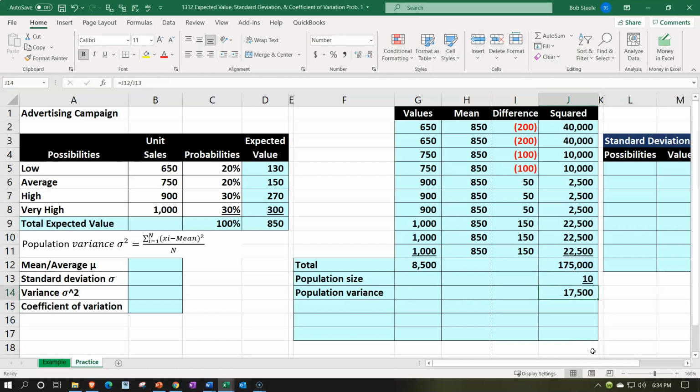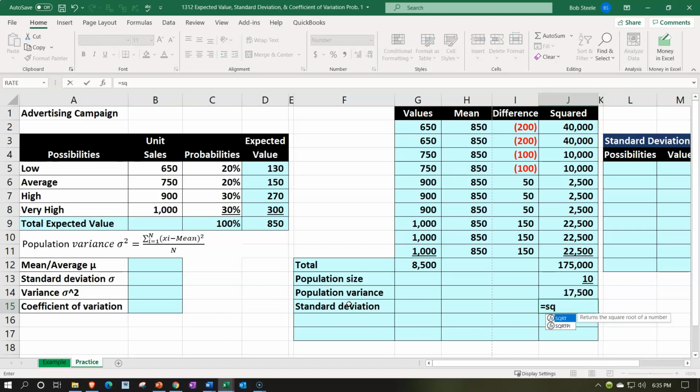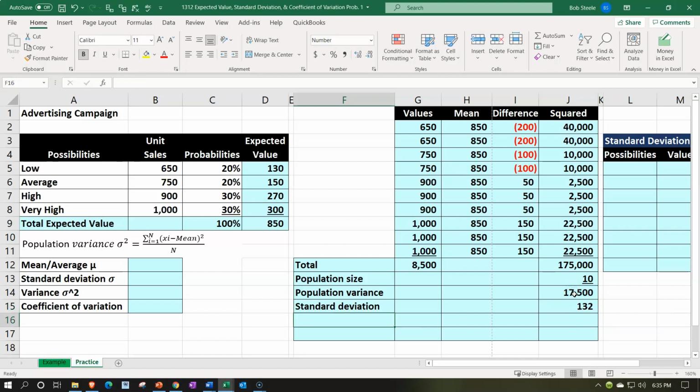That's going to give us the 17.5 for the population variance, but it's squared, so typically we want the standard deviation when we have our data set, which means we're going to take the square root. So equals the square root, and I'm going to select that item and pick up the 17.5. The square root of that would be the 132. Adding some decimals in the number group, a couple decimals there.